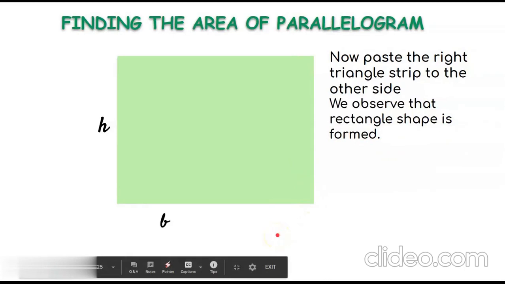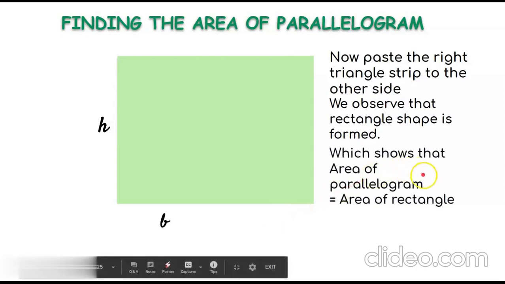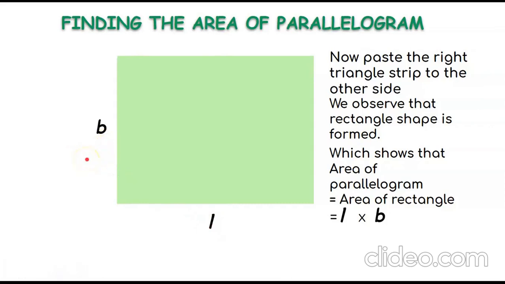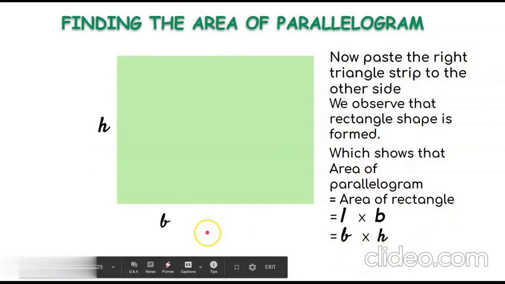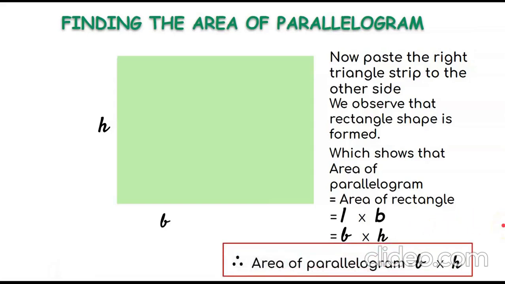We just changed the position of the right triangle strip, which shows that area of parallelogram is equal to area of rectangle. As we know, area of rectangle is L into B. This is length of the rectangle L. And this is the breadth of the rectangle B, in which L is same as base of the parallelogram B and breadth is same as height of the parallelogram H.